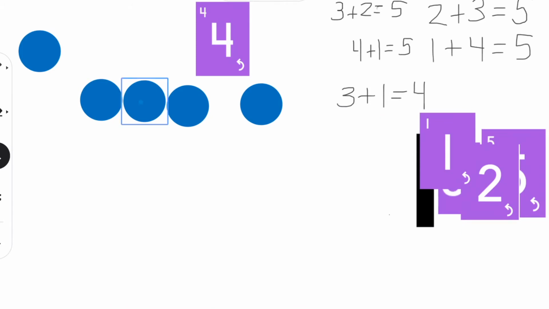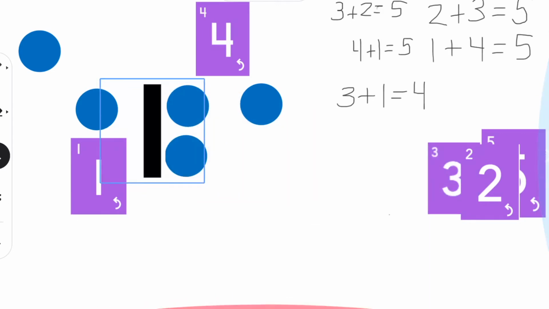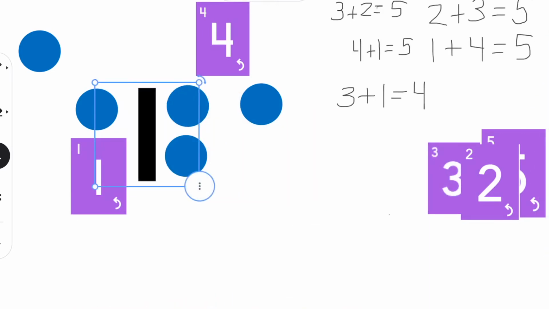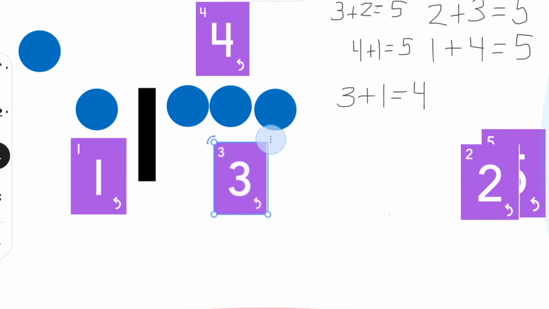If I flip it around, that means I'd have the number 1 first. So if I have the number 1, I'm going to put my bar. Now let's count for 3. So I have 1, 2, 3. Let's count. Does it equal 4 altogether? 1, 2, 3, 4. Is that the same as this number up here? It sure is. So I could write it the other way too. 1 plus 3 equals 4.